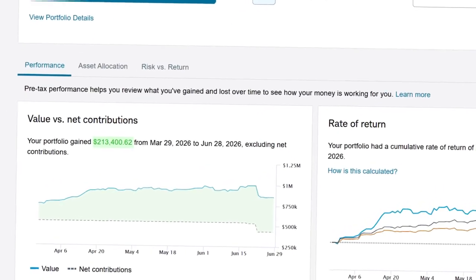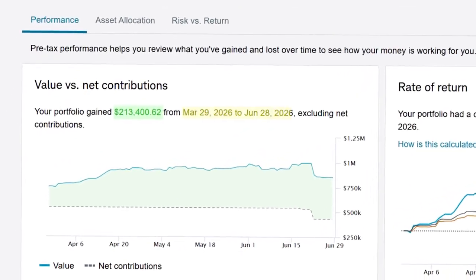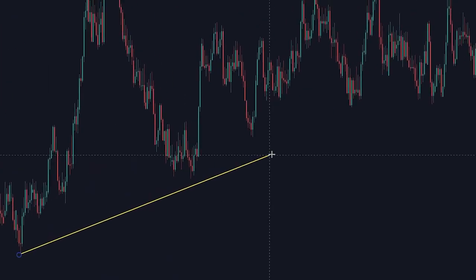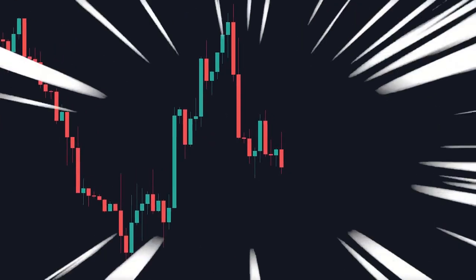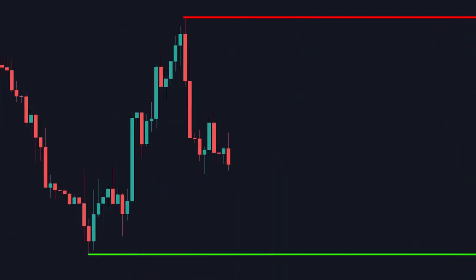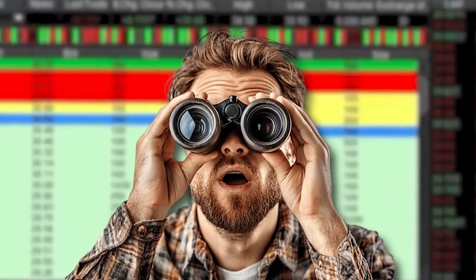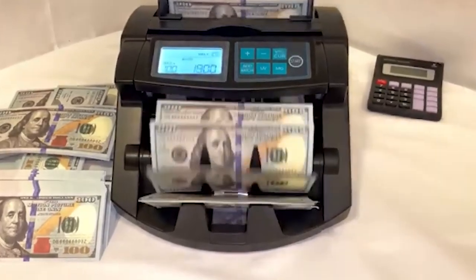I have made $213,000 in the past 3 months of trading, and I didn't use any fancy indicators, no random trend lines, just pure price action, baby. See, every single day something very specific happens at the open and close of the market, and if you get good at spotting it, you can make a ton of money.